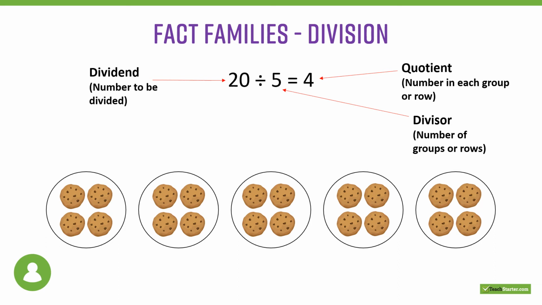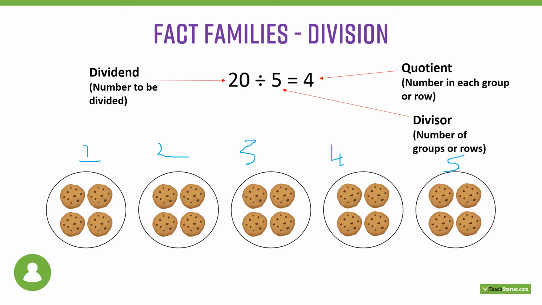So our dividend, which is the number that we are dividing, is our first number in our number sentence. So we've got 20 cookies. We are dividing them into 5 groups. So we've got 1 group, 2 groups, 3 groups, 4 groups, and 5 groups. And then we're going to have a look at how many is in each group. So we've got 4 cookies in each group.